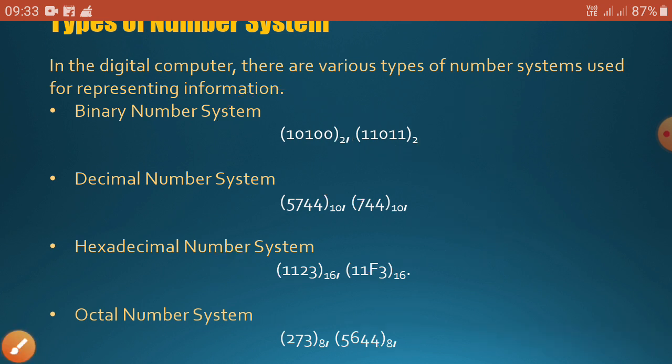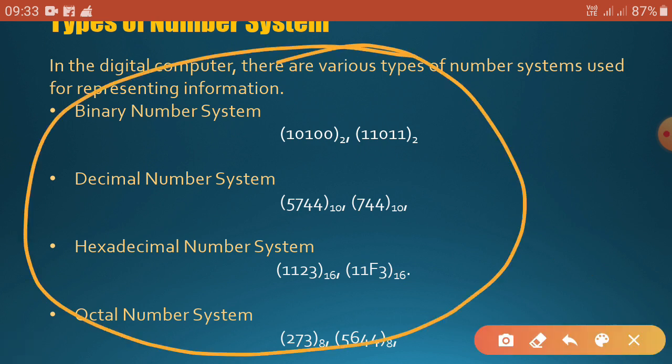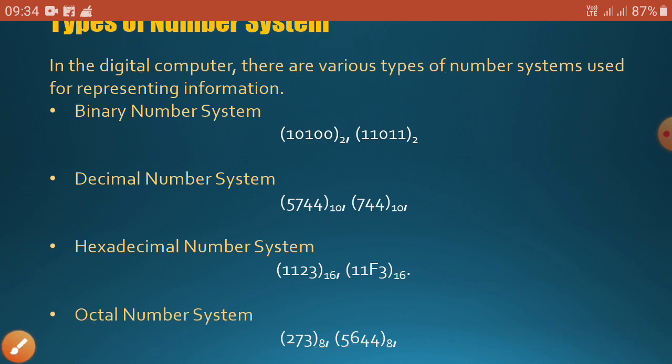Whenever we are writing something like 10 and inside the bracket writing 2, that means it is the binary number system. So these are the types of the different number systems. We will be discussing them one by one in the next slide. Go to the next slide.